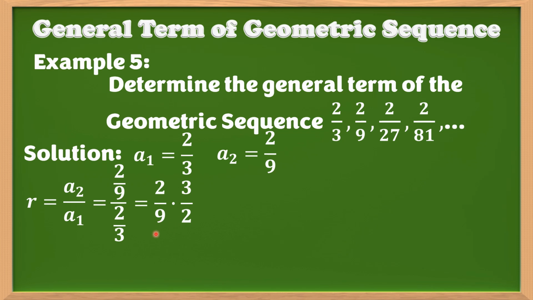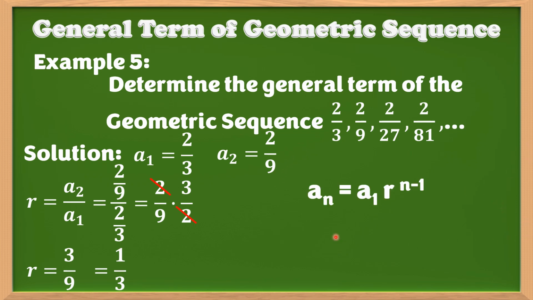So we have now here 2 over 9 times 3 over 2. And then simplify, we can cancel 2. And we have now 3 over 9. So R is equal to 3 over 9. And then simplify 3 over 9. So we have 1 over 3 or 1/3. The common ratio of the given geometric sequence in example number 5 is 1 over 3.